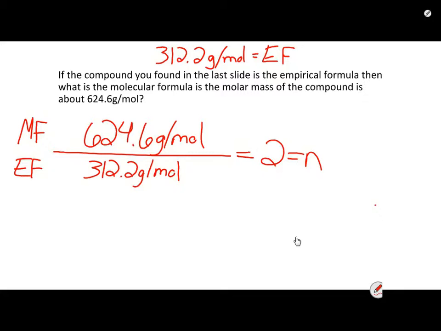Is our problem solved? Are we done? Did we do what the question asked us to do? What does it want us to find? It gives us the molar mass. We want to find what is the molecular formula. How do I do that using 2?